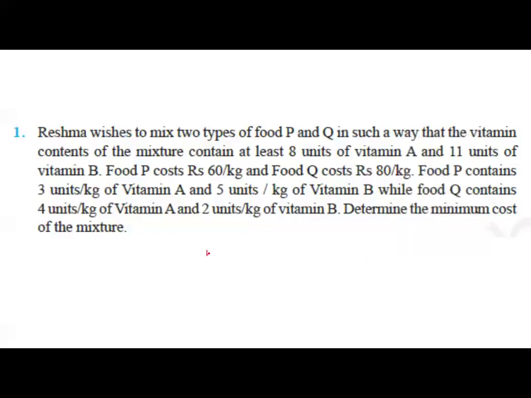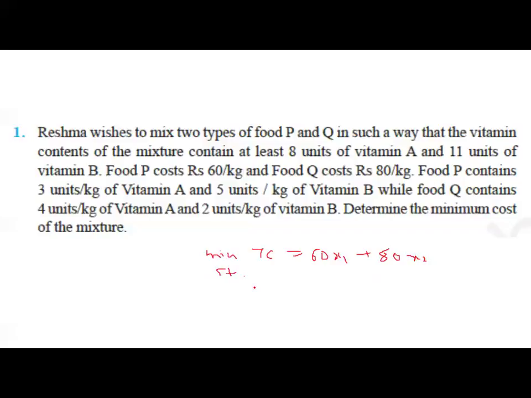So we're trying to minimize. Sorry for the bad handwriting. Total cost, which is 60 into x1 plus 80 into x2, right? All right, that's okay. Somehow it's okay. All right, now, what are the constraints here?